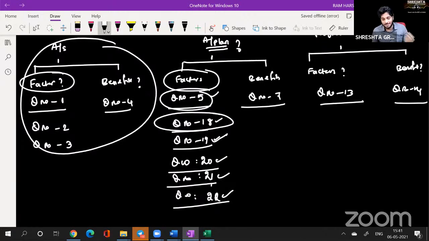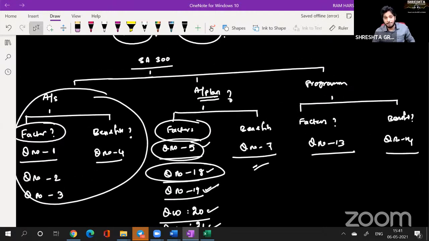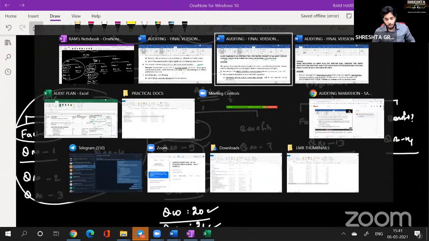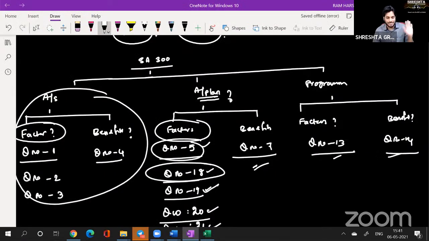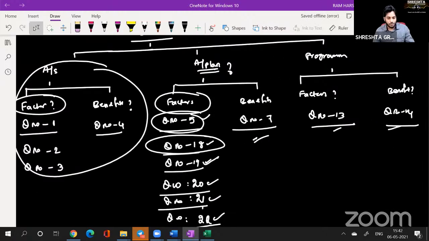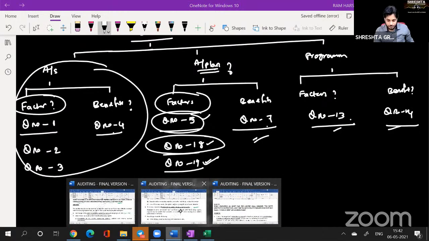So complicated. Then benefits, the later one. What are the factors for developing an audit program? That's a straight question. Here you need not worry: 13 and 14, that's it. If you observe 1, 2, 3, 4, 5, 7, 13, 14, in between are the 6th, 8th, 9th, 10th and 11th questions. That we need to look at now. Okay.